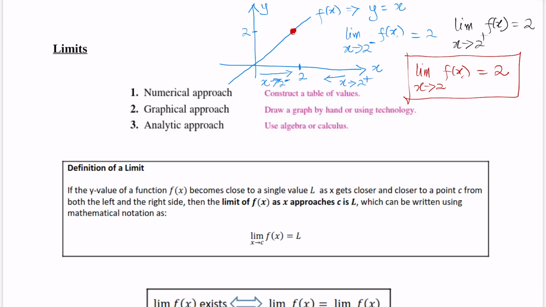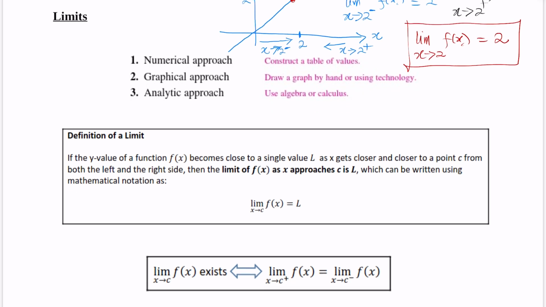That explains it. So that is what we have written here. In words, we said that if the y value of a function f of x becomes close to a single value L, as x gets closer and closer to a point c from both the left and the right side, then the limit of f of x as x approaches c is L, which can be written mathematically as the limit as x approaches c of f of x is equal to L.